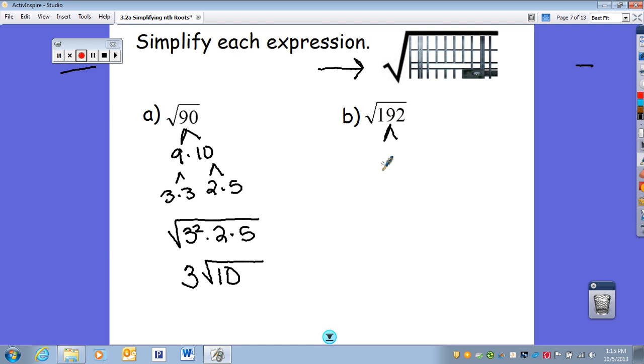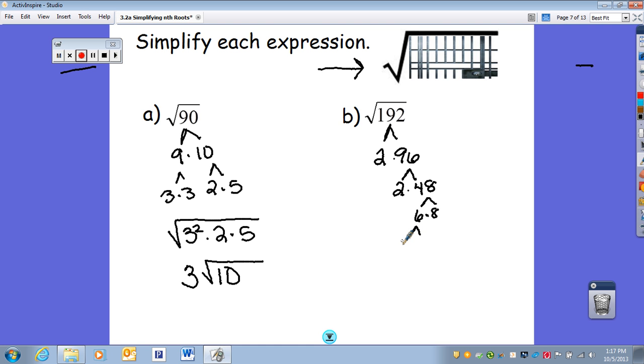Let's do the same thing with 192. Let's make a factor tree. So we know that 2 goes into 192. It'll be 2 times 96. And then 96 we know is 2 times 48. And then if you want to break that into 2 again, or we could go 6 times 8.